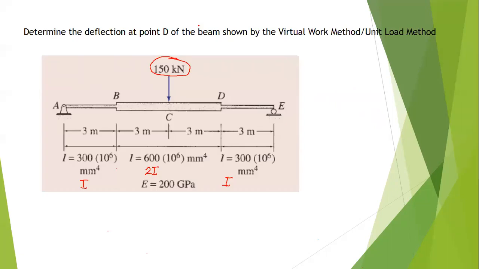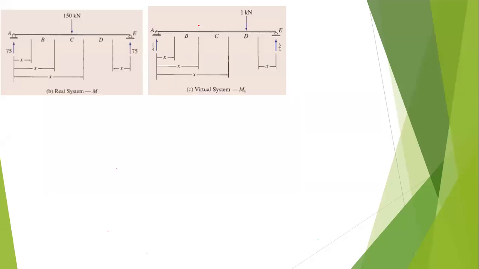Take note, you are going to apply your virtual load at point D. In this case, we want to determine the vertical deflection, so we need to set up this illustration here. Take note, guys, that we have discontinuities for A to B, B to C, C to D. They would have different setups for moments.